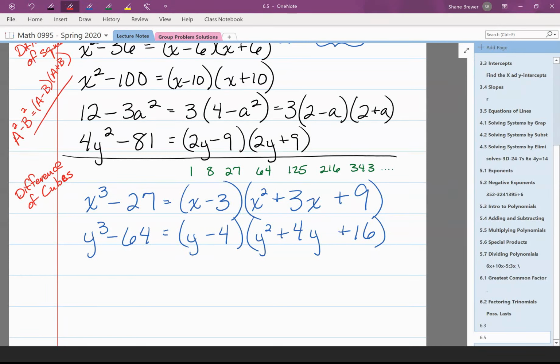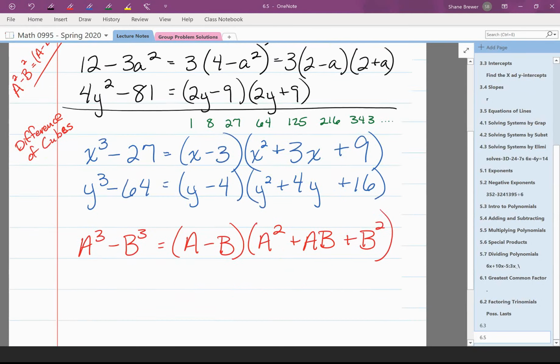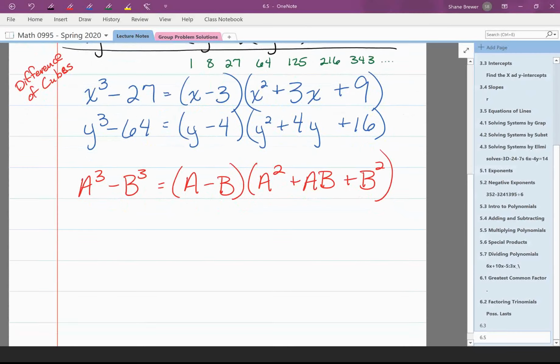Here is the formula for difference of cubes. If you're ever factoring something cubed minus something else cubed, it will factor into a minus b times a squared plus ab plus b squared. And that's the formula for difference of cubes. All right, so that's one you just have to remember. As I went through these problems, I tried to demonstrate the pattern so that maybe it'll be a little easier to remember. Okay.